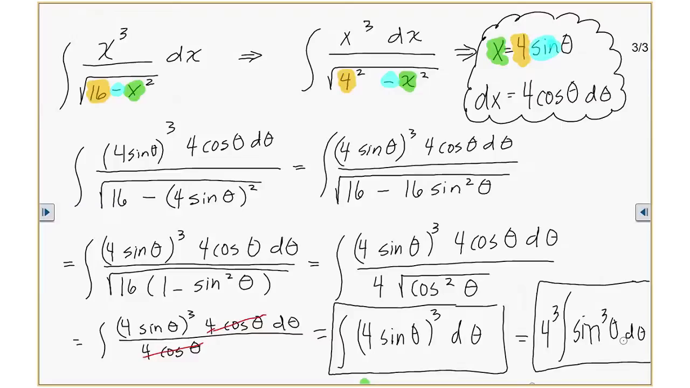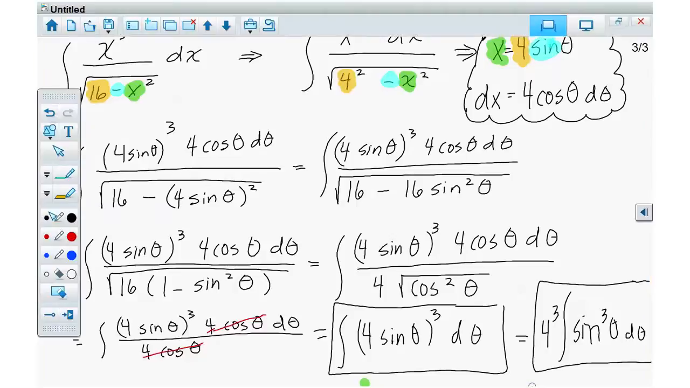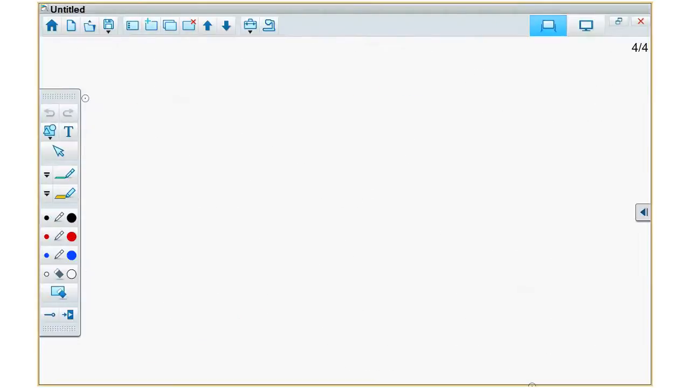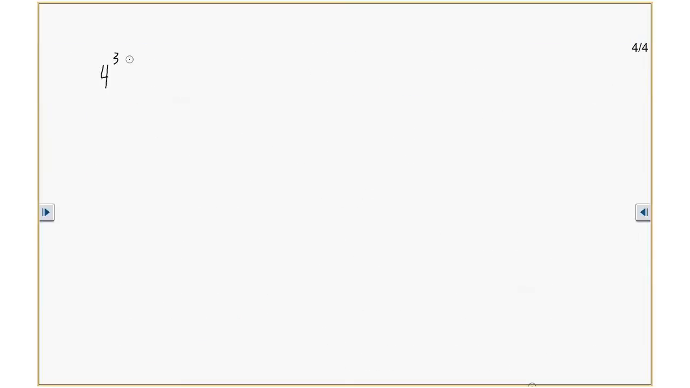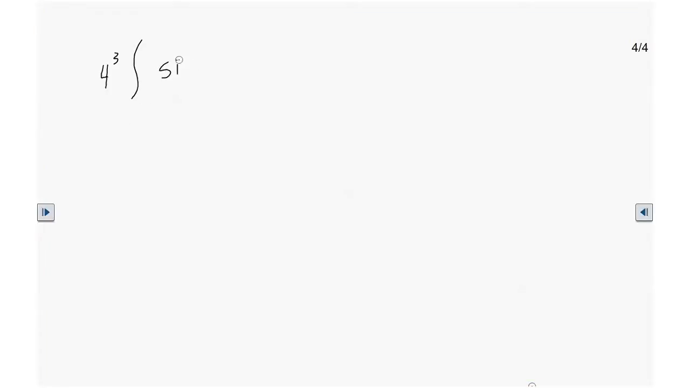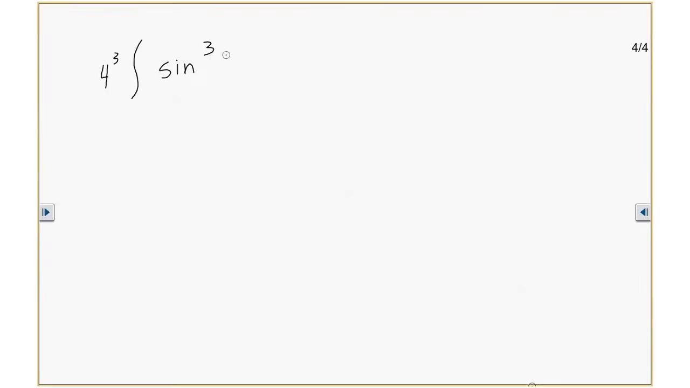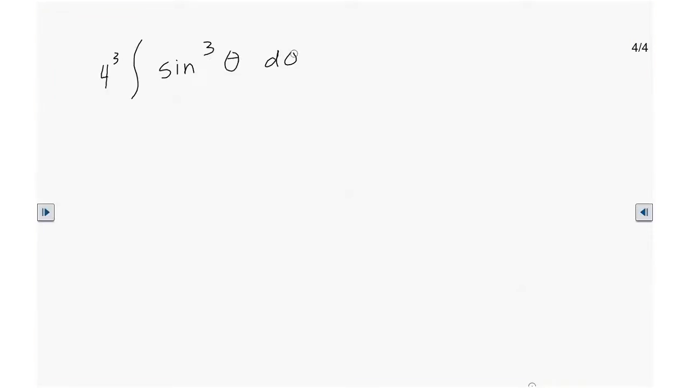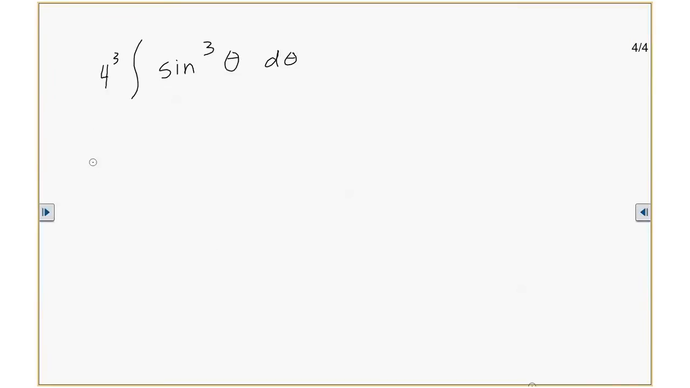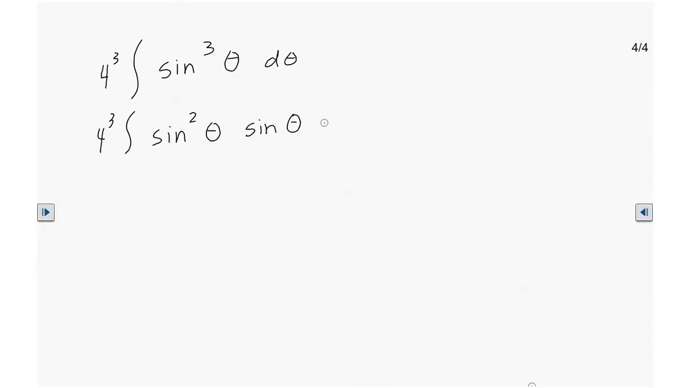So that'd be 4 to the 3rd. Four to the 3rd, antiderivative, sine cubed theta d theta. Well, the first thing you're going to do is rewrite that as sine squared theta times what? Sine theta d theta.